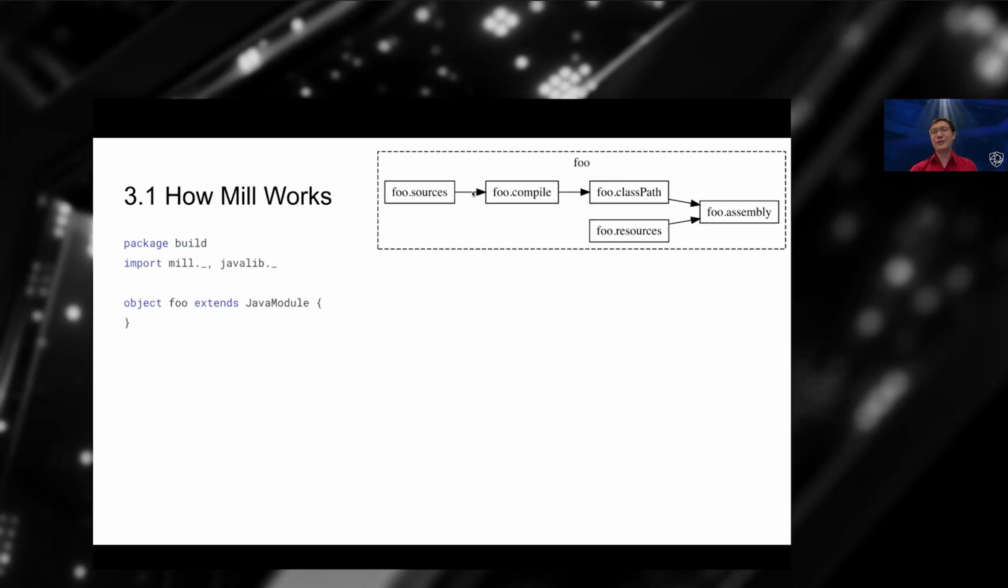The data flows through, like the sources get passed to compile, get passed to class path, get passed to assembly, and so on. You already know how method calls work and call graphs work, and you know how inheritance works. So this should not be surprising.